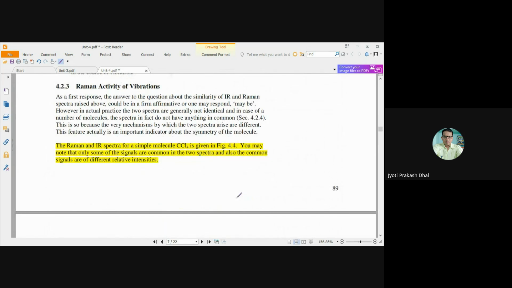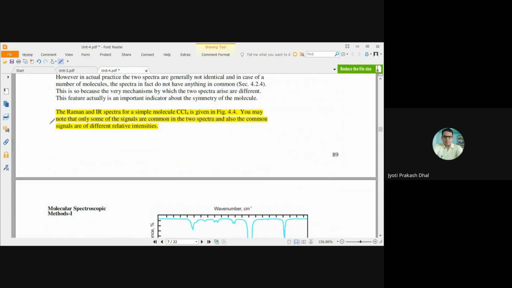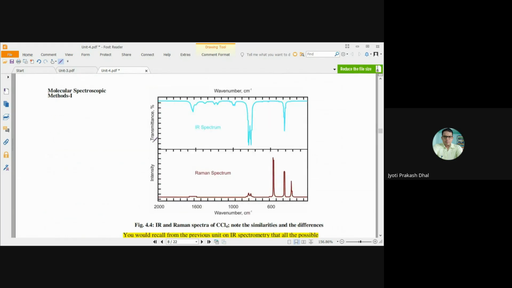Now coming to the very important part, that is Raman activity of vibration. The Raman and IR spectra of a sample of carbon tetrachloride, CCl4, are given in this figure. You may note that only some of the signals are common to the two spectra, and also the common signals have different relative intensity. So this one is the IR spectrum of the carbon tetrachloride molecule, and this is the Raman spectrum.